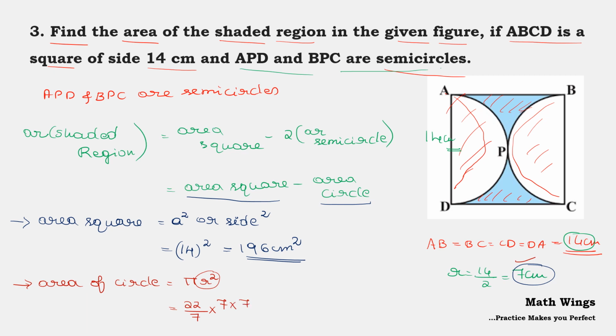And when we simplify this, what will we get? 7 and 7 get cancelled, and when we multiply 22 into 7, what do we get? It is 154 centimeter square. Observe that we have the area of the square as 196 and the area of the circle as 154. Therefore, what is the area of the shaded region?